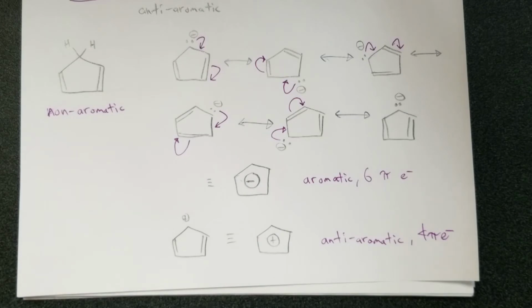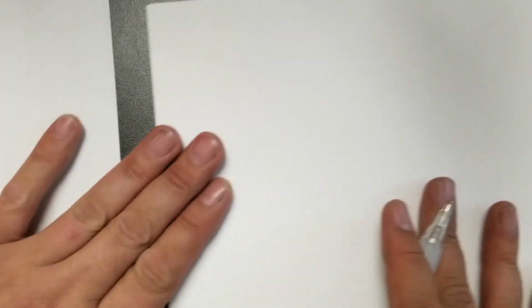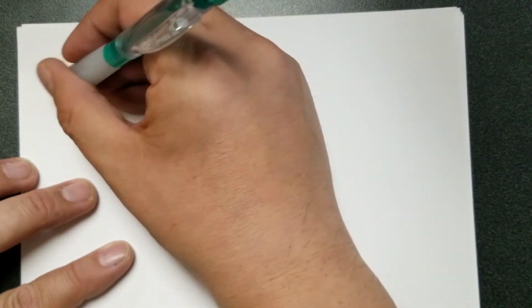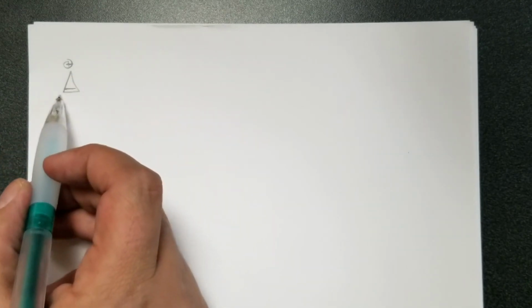Okay, I have a few more examples here, and let's go ahead and see what they are. So first example here, I'm going to set this here. What about this compound? So I've got a 3-membered ring with a double bond and a plus charge. Is that compound aromatic?